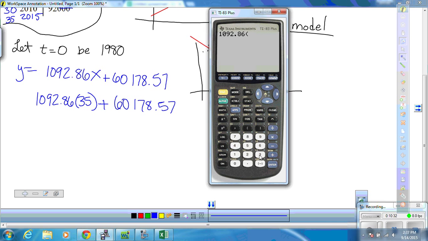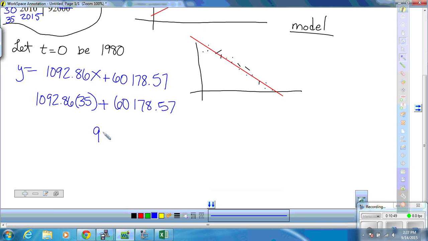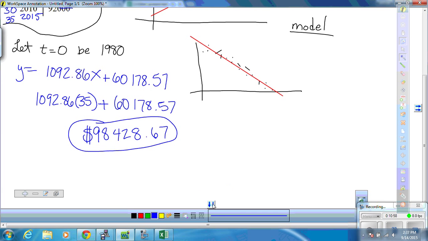So 1092.86 times 35 plus 60,178.57. So I would expect this person to be making roughly $98,428.67. And it is dollars because that's what we were counting in. So that's what I would expect this person to be making.